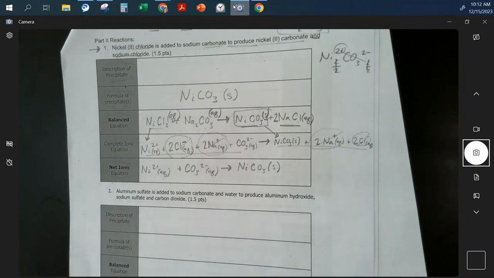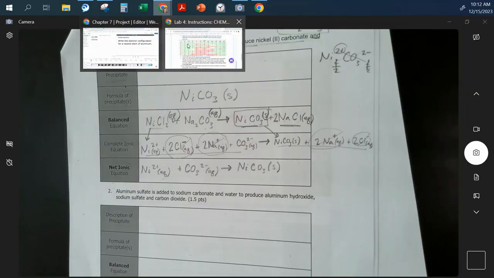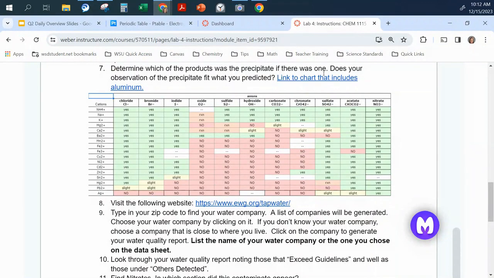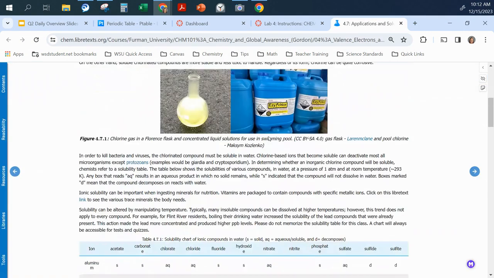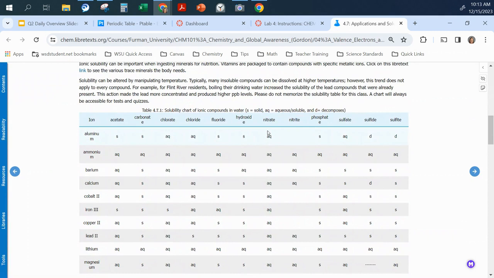Aluminum is not on the back page. So for aluminum, you will have to go to this website, or you can just look it up, like Google solubility chart for aluminum. Anyway, this one is the one for aluminum. The one that's on the back page from Alex doesn't have aluminum.